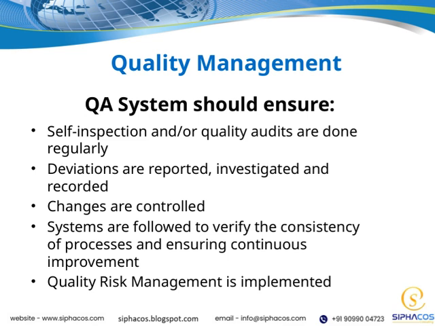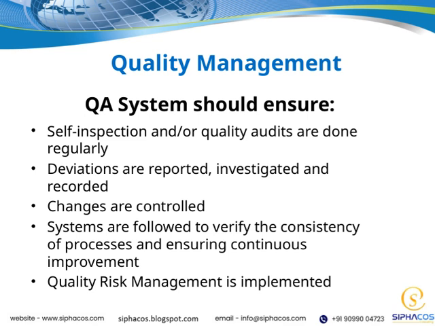Overall, these elements, self-inspection, deviation management, change control, process verification, and risk management, form the backbone of an effective quality management system. They help us uphold high standards and continually advance our quality efforts, aligning with our overarching goal of delivering excellence.